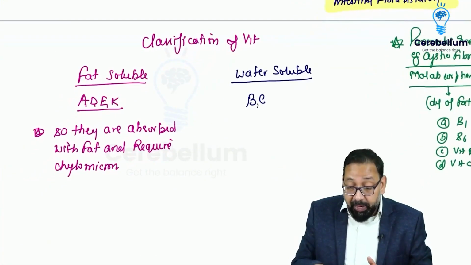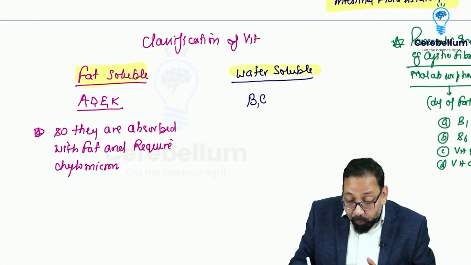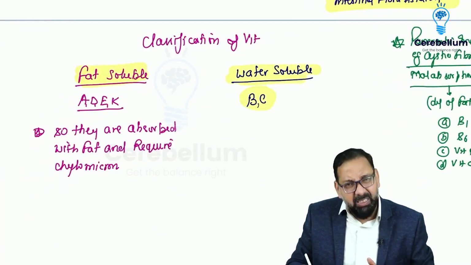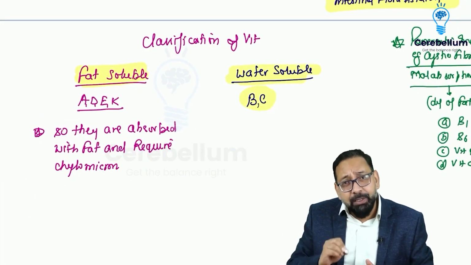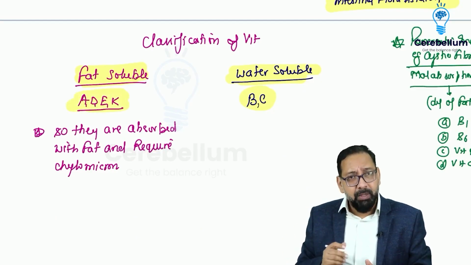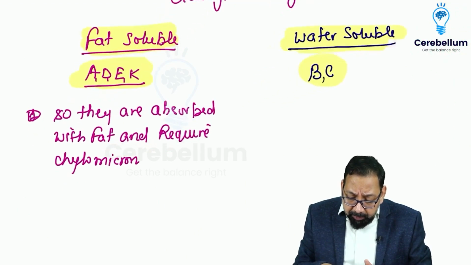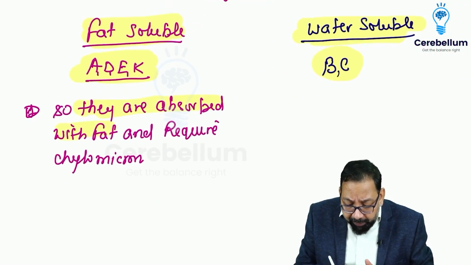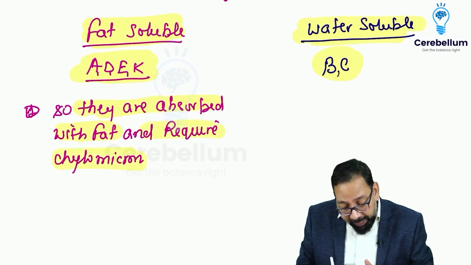Vitamins can be classified into fat soluble and water soluble. Water soluble are B and C, vitamin B and vitamin C. Fat soluble are A, D, E, K. A, D, E, K, fat soluble vitamins. So these fat soluble vitamins are absorbed with fat and they require chylomicron.